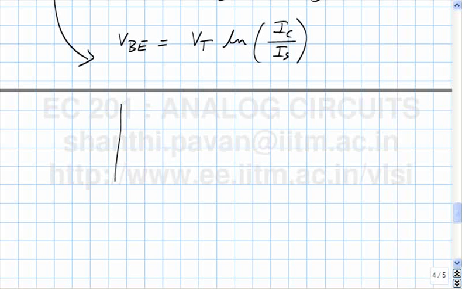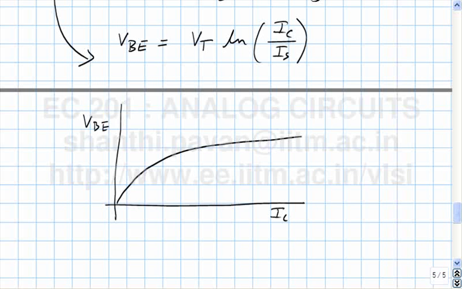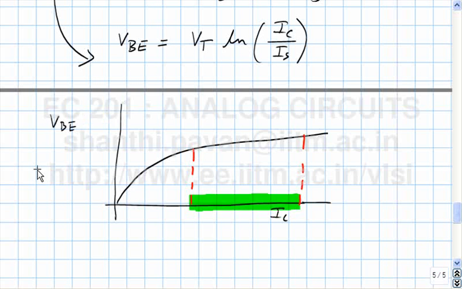And what did we say? If you plot the VBE of the transistor on the y-axis and IC on the x-axis, you will see something like this. It's a log curve, right? The logarithm does this, which means that over a large range in current, we see that the change in the base emitter voltage is very small. In other words, over a large range of operating currents, you find that the VBE change is very small.